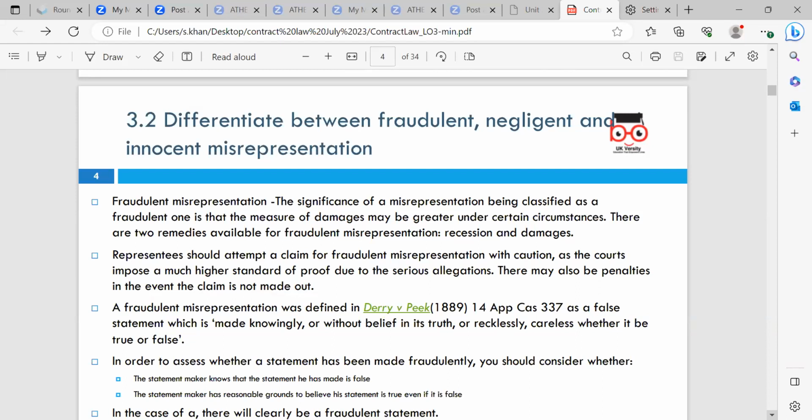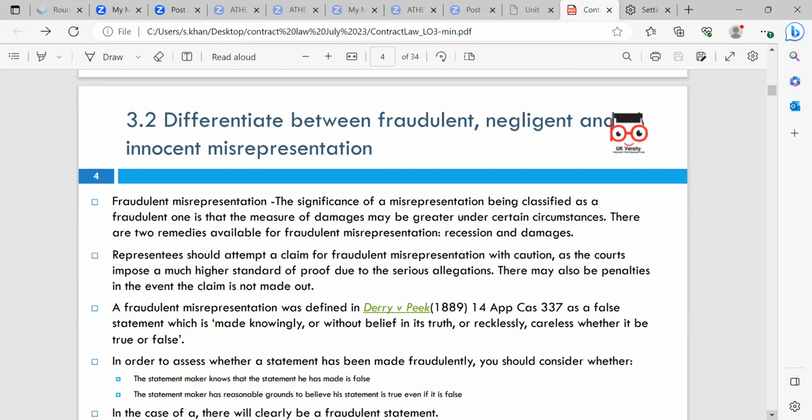There are 2 remedies available for fraudulent misrepresentation: firstly, rescission, and secondly, damages. Representatives should attempt a claim for fraudulent misrepresentation with caution, as the courts impose a much higher standard of proof due to the serious allegations. There may also be penalties in the event the claim is not made out.